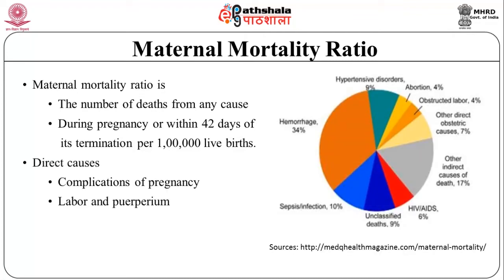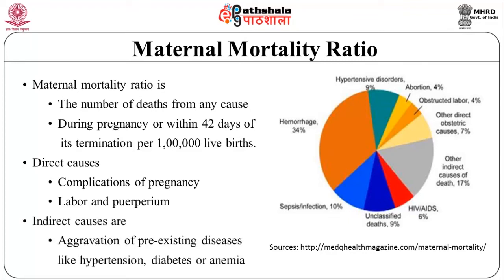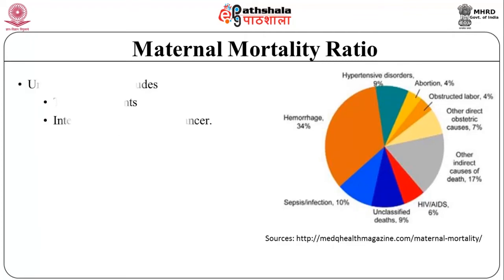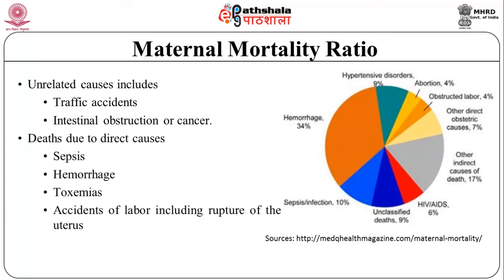Maternal mortality may be due to direct causes such as complication of pregnancy, labor and puerperium; indirect or associated causes such as aggravation of pre-existing diseases like hypertension, diabetes or anemia; or unrelated causes such as traffic accidents, intestinal obstruction or cancer. Deaths due to direct cause, also called true maternal deaths, are mainly due to sepsis, hemorrhage, toxemias and accidents of labor including rupture of the uterus. Now the figure illustrates the maternal mortality ratio.